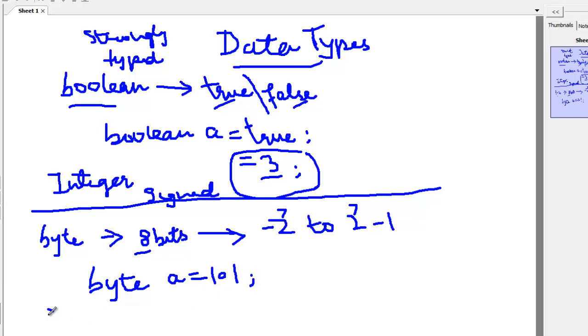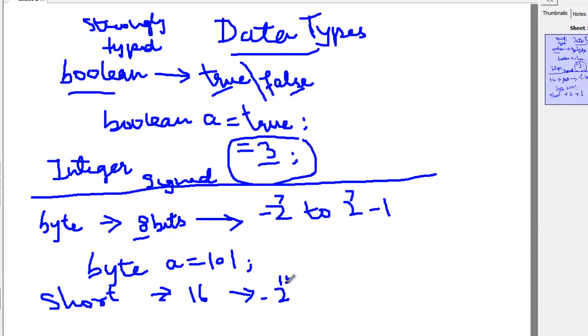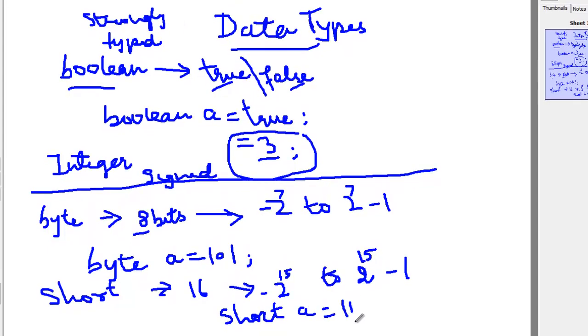Similarly we have short. This is 16 bits, and accordingly the size of the variable ranges from minus 2 to the power 15 to 2 to the power 15 minus 1. Again, how to declare a short variable is short, the name of the variable, say a, and any value. So these are two variable types we have in Java.